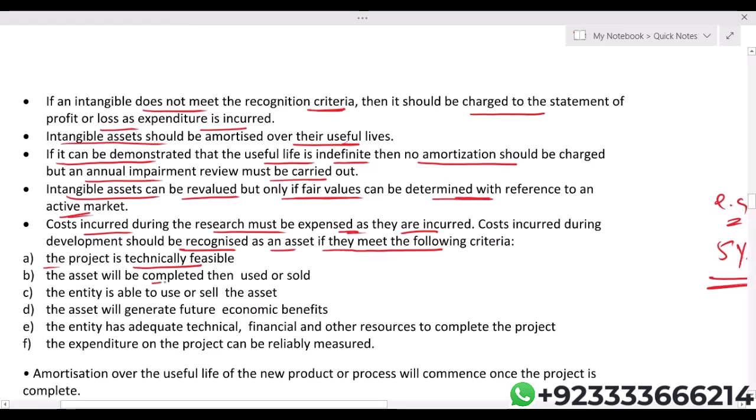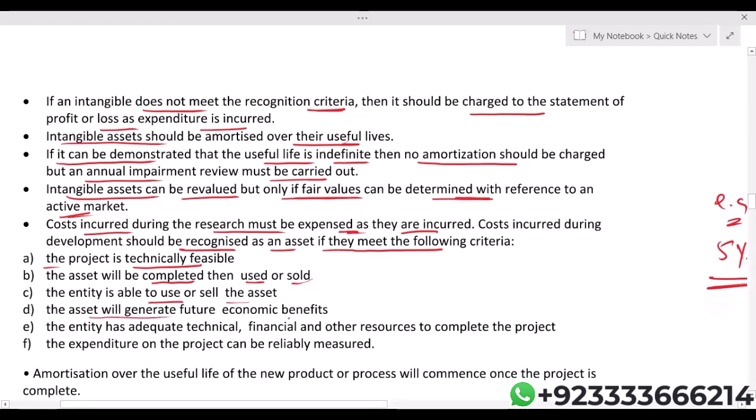B, the asset will be completed and then either you are going to use it or you are going to sell it. The entity is able to use or sell the asset. So you have the ability. Actually, only intention will not work. You need to have the ability as well. When we say the entity is able to use or sell the asset, it means they have the ability to use it or to sell it.